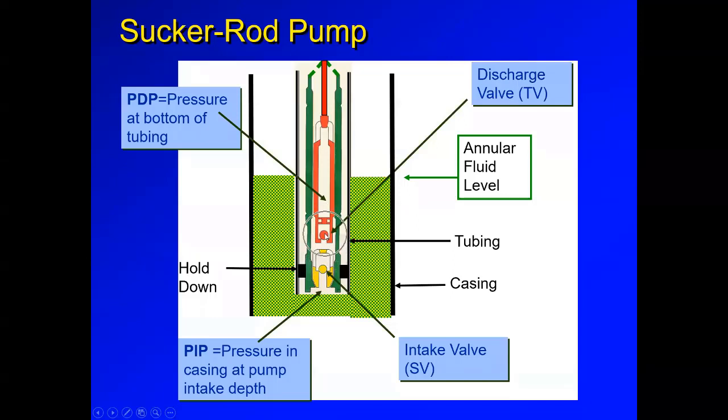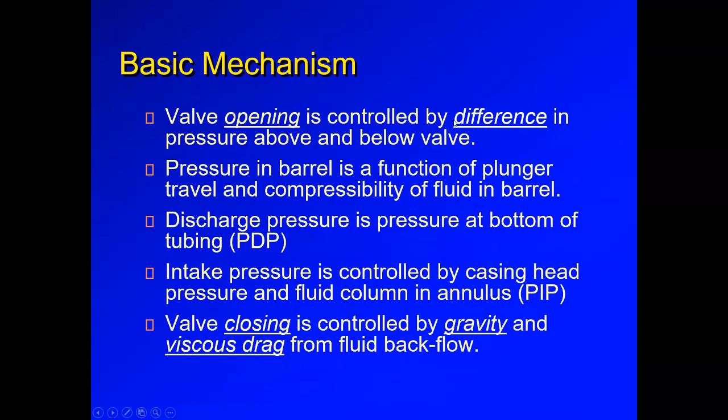We have basically two check valves, the traveling and standing valve, each a ball and seat assembly. It is a check valve that only allows flow in one direction, up to surface. The valve opening is controlled by just the differential pressure in the pump. If you have more pressure above than below, the valve is closed. If you have more pressure below the valve than above, the valve is open. It is controlled by pressure; there is no other mechanism playing there. When there is no pressure differential, gravity puts the ball on the seat.